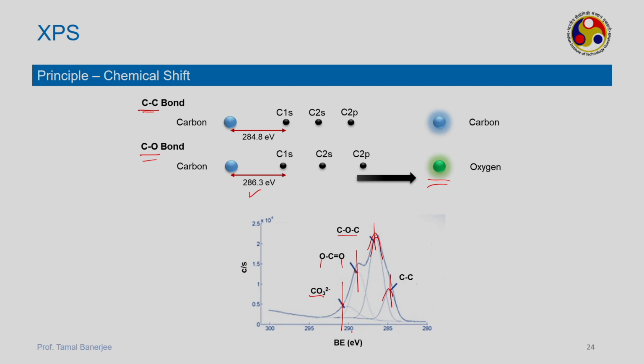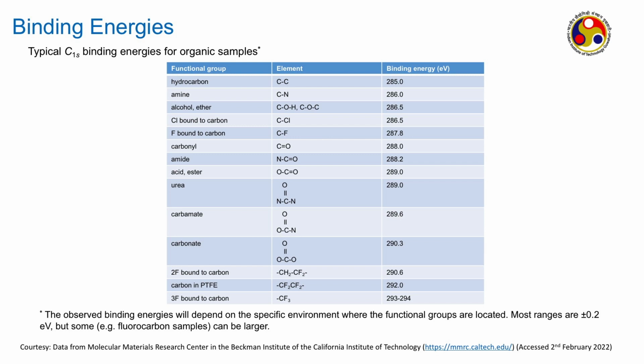So, that is how we can say that these are the chemical shifts. These are shifted based on the atom which is connected. So, these are typical 1s orbital binding energies for organic samples. If it is CC or CH, binding energy is this much. If it is CN, it is this much, like that. If it is CCl, CF, CO, NCO, OCO. So, you see the binding energy increases as you go down. Binding energy is the highest when it is carbon fluorine, because fluorine is the most electronegative atom.